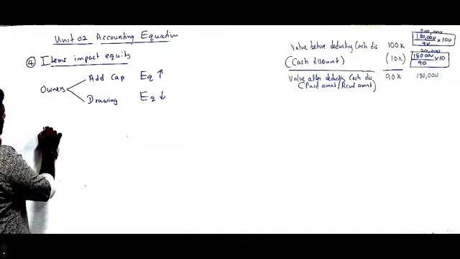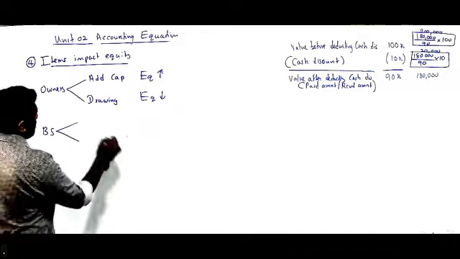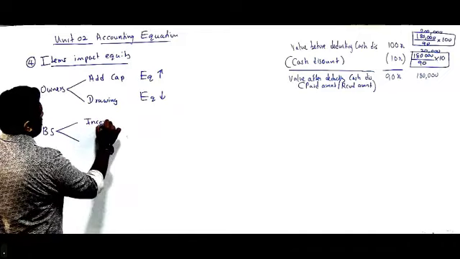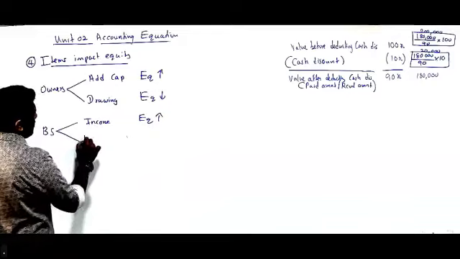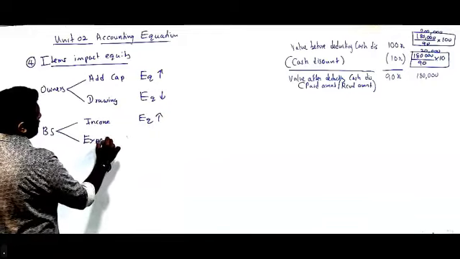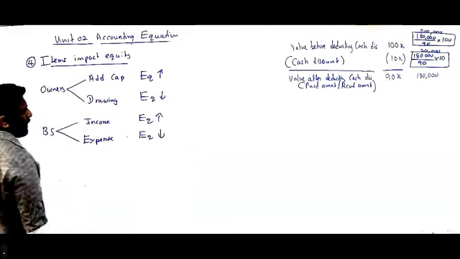Because of the business, 2 items are there. Income will increase the equity and expense will decrease the equity.